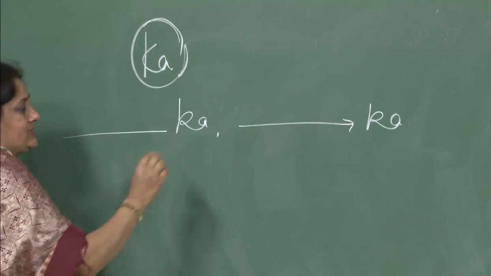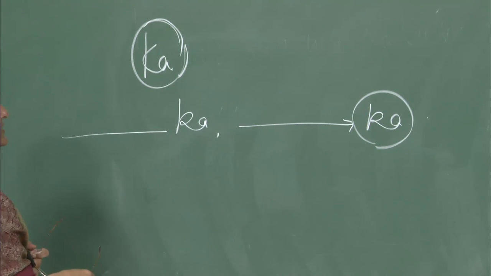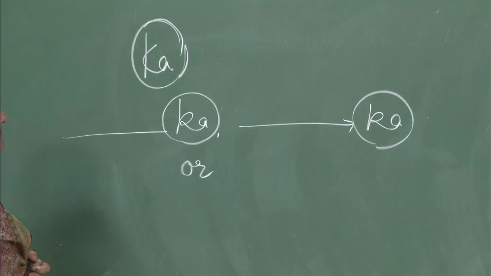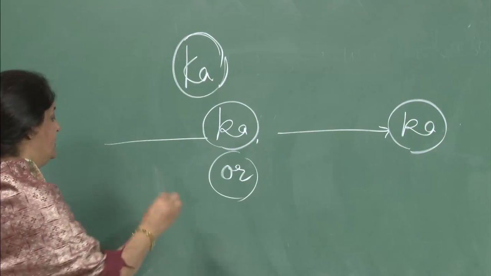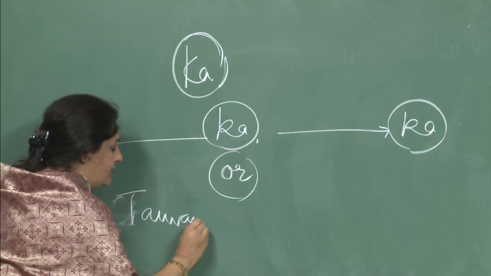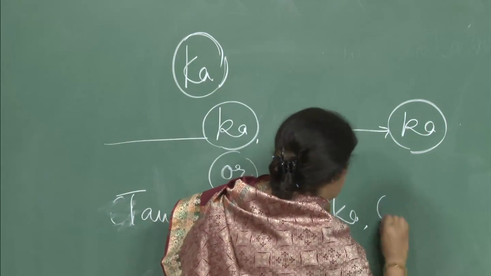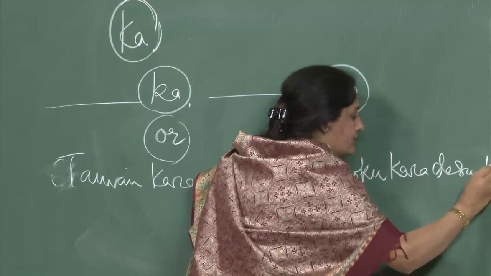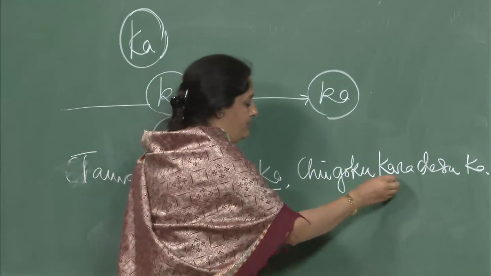Now, when you put it like this, this ka of course makes a sentence into a question. But this ka shows or as in English. This or this, a choice between two. So over here she says, Taiwan kara desu ka? Chugoku kara desu ka? Are you from Taiwan or are you from China?